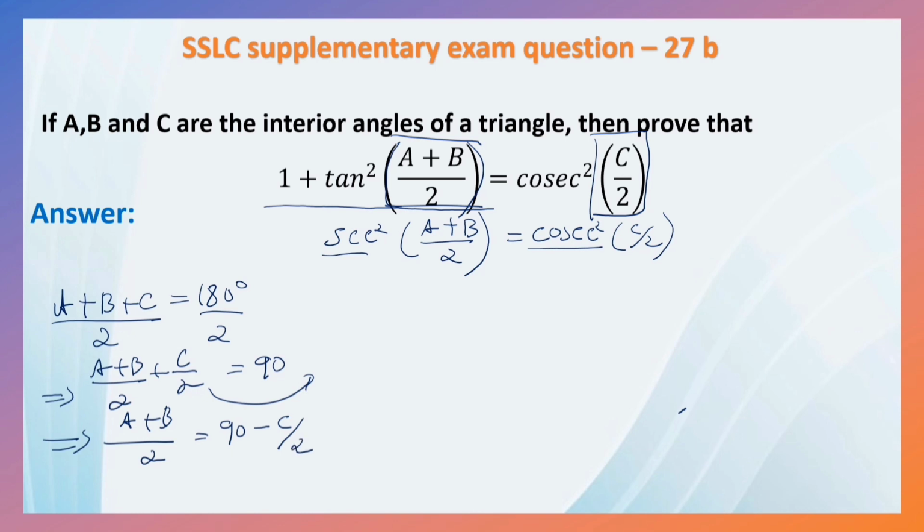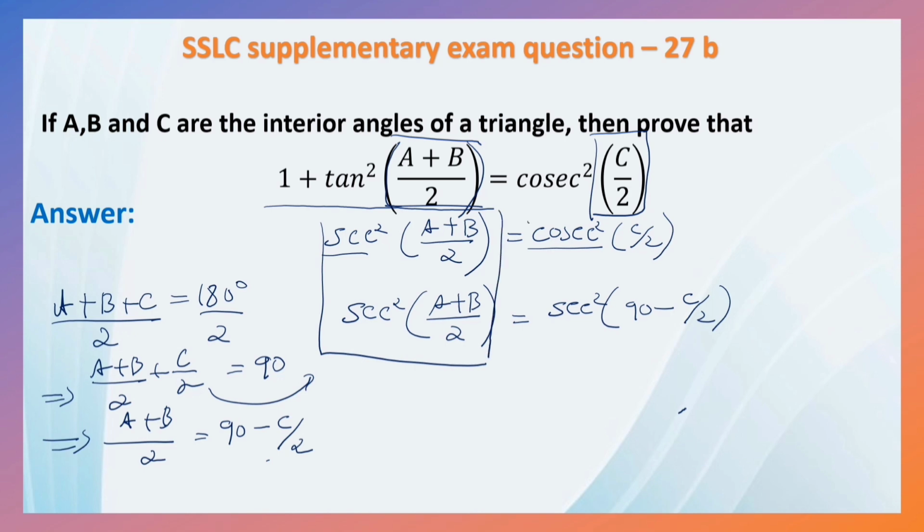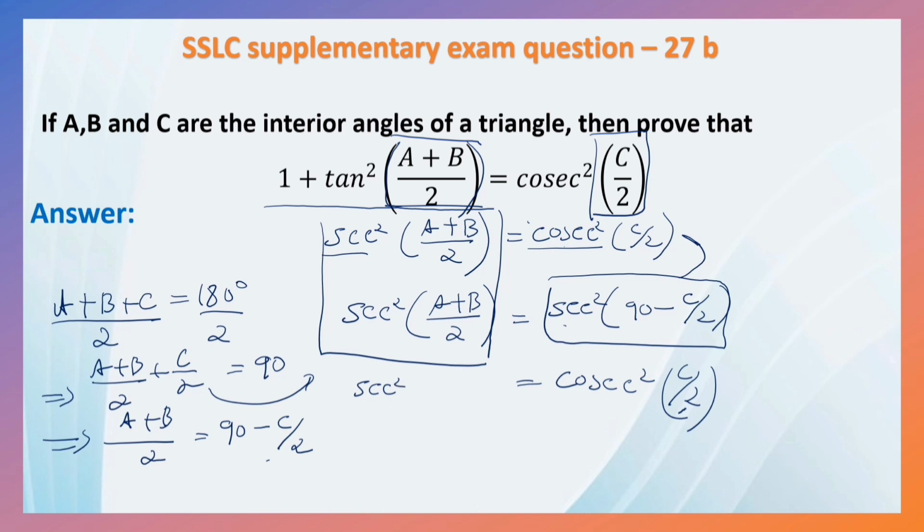Now apply secant square ratio to both sides. Secant square A plus B by 2 is equal to secant square 90 minus C by 2. Observe, LHS is same. Now we have to convert RHS into this. We know that secant and cosecant are reciprocal ratios. Means secant 90 minus theta is equal to cosecant theta. So secant square 90 minus C by 2 is equal to cosecant square C by 2. So secant square A plus B by 2 is equal to cosecant square C by 2. Hence proved.